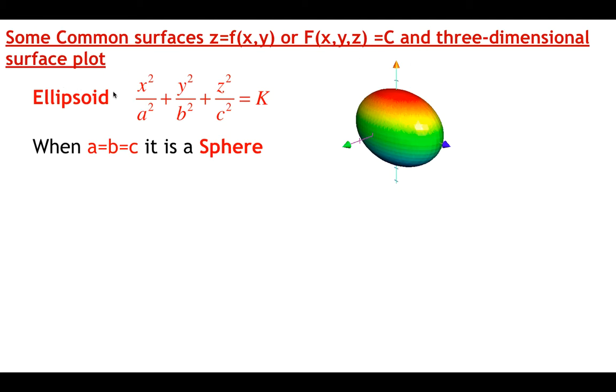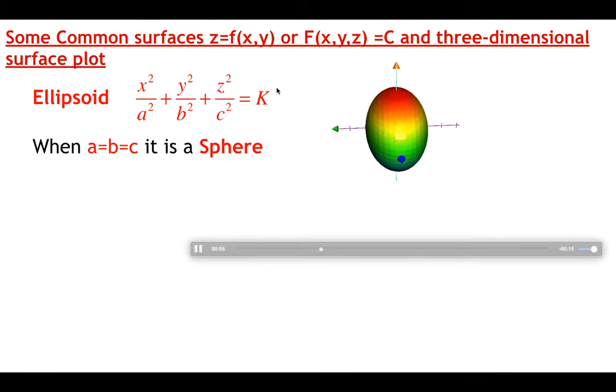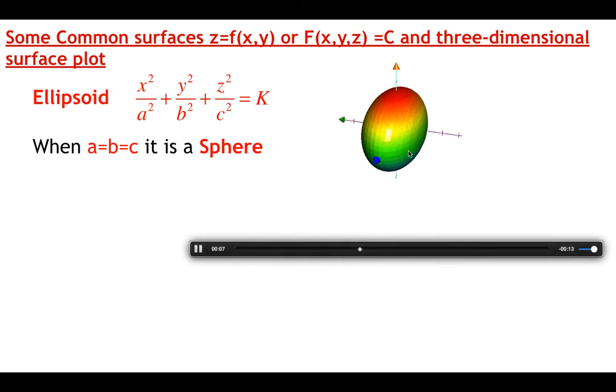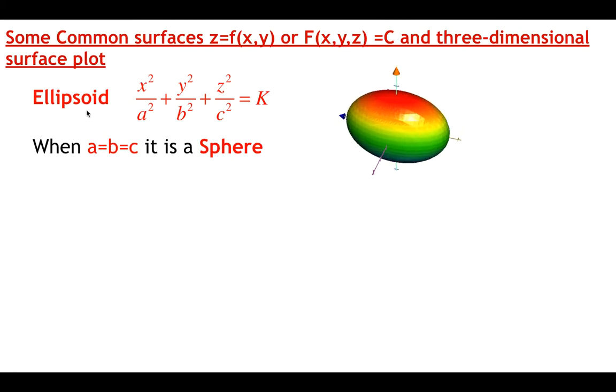The first of them is the ellipsoid, which is given by x squared by a squared plus y squared by b squared plus z squared by c squared equal to a constant. For any z value, or any y value, they are ellipses. You can see that they are forming ellipses in all directions. And when a, b and c are equal, it is the equation of a sphere. So a sphere is a special case of an ellipsoid when a equals b equals c.